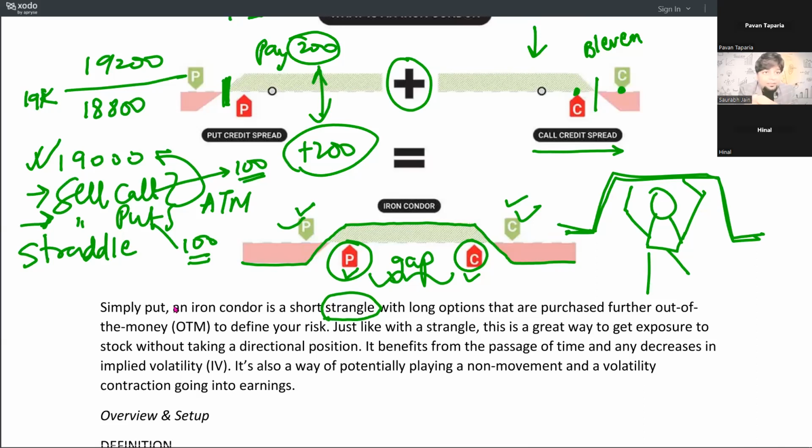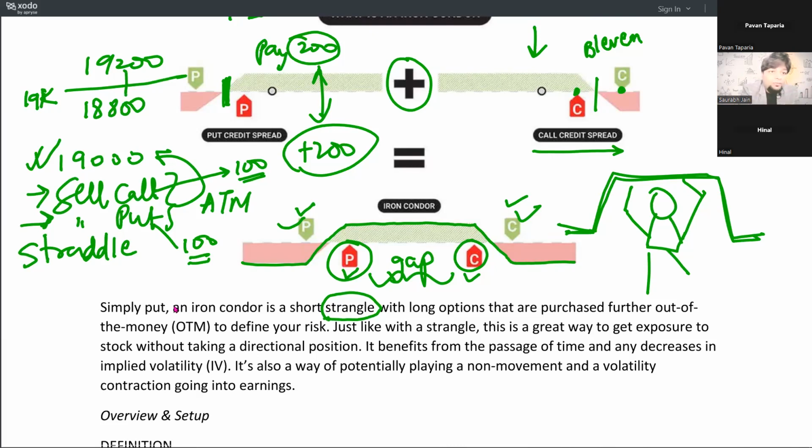But if the expiry would have been above 19,200, then you would have a loss. Similarly here, if the expiry would be below 18,800, then also you'll have a loss, right? In put, you will have a loss. So in call, you will have a loss if the expiry is above 19,200. And in put, you will have a loss if the expiry is below 18,800.